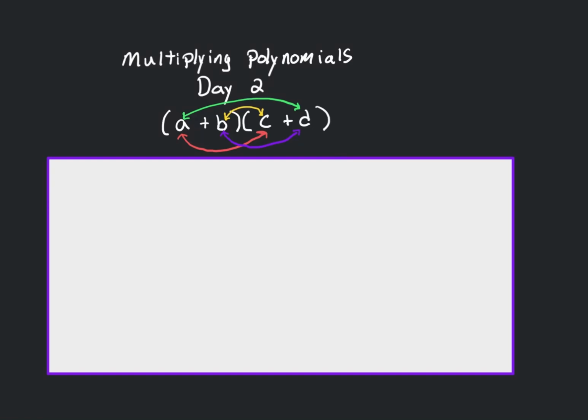Specifically today, we're going to work on multiplying binomials. So we're going to take a binomial times a binomial today. So we're talking about a binomial. We're talking about two terms.